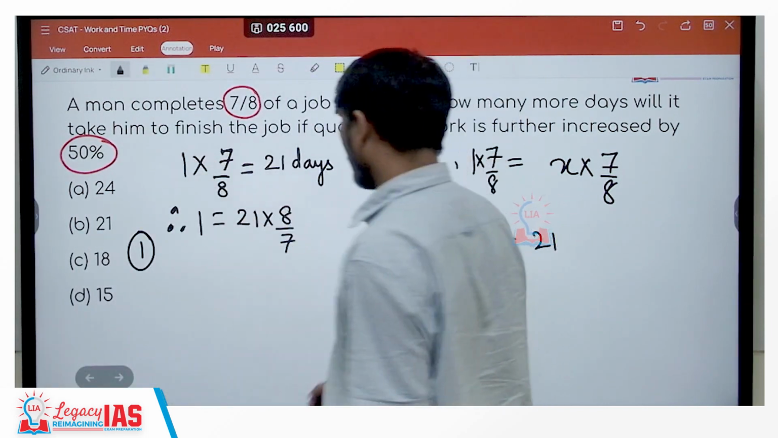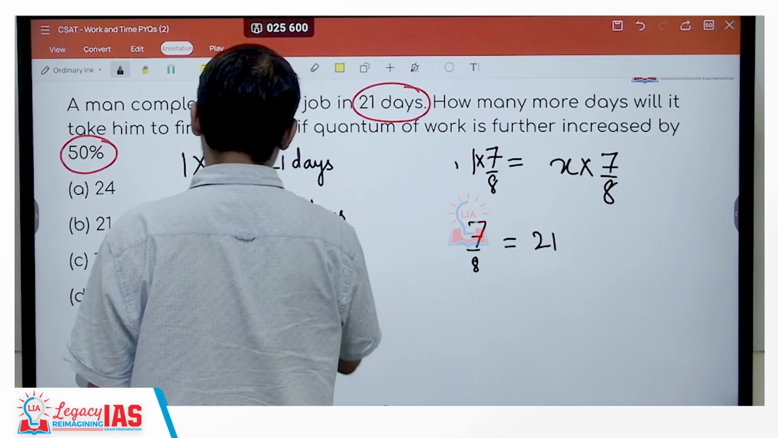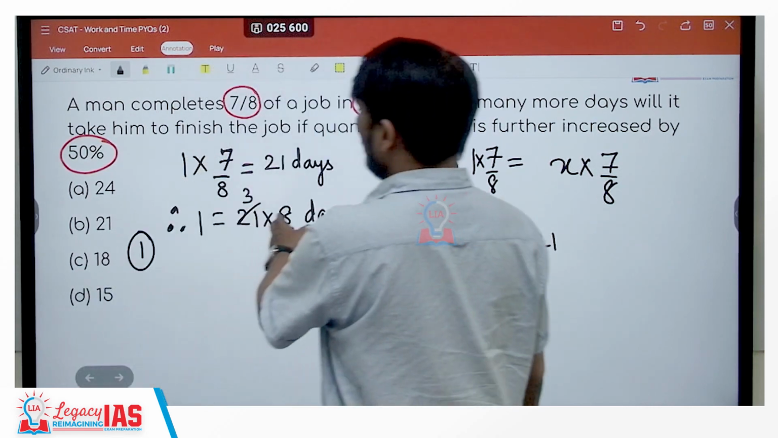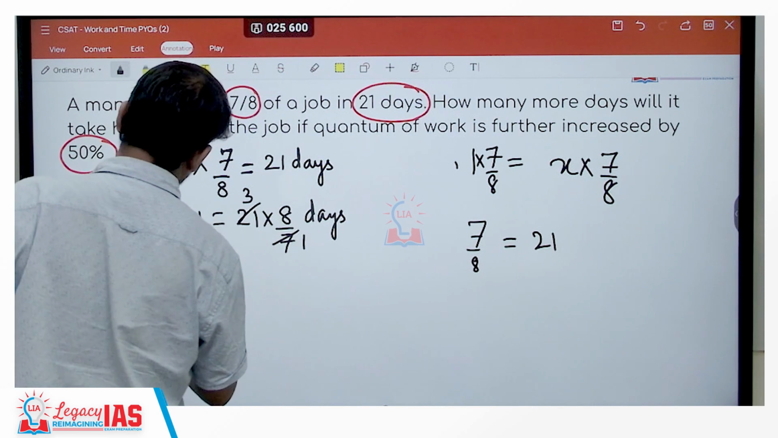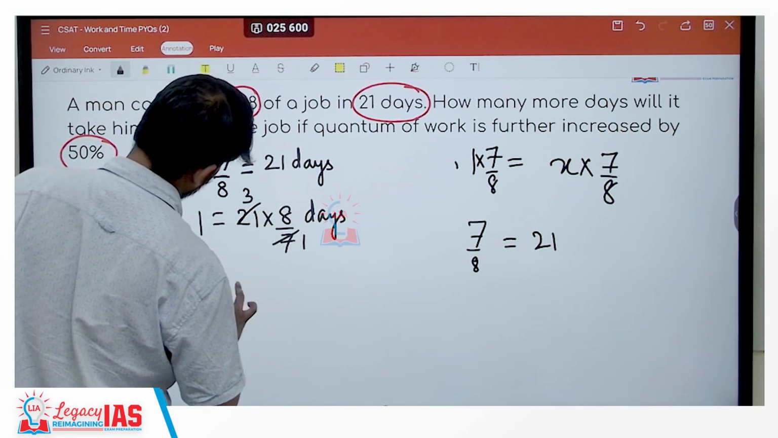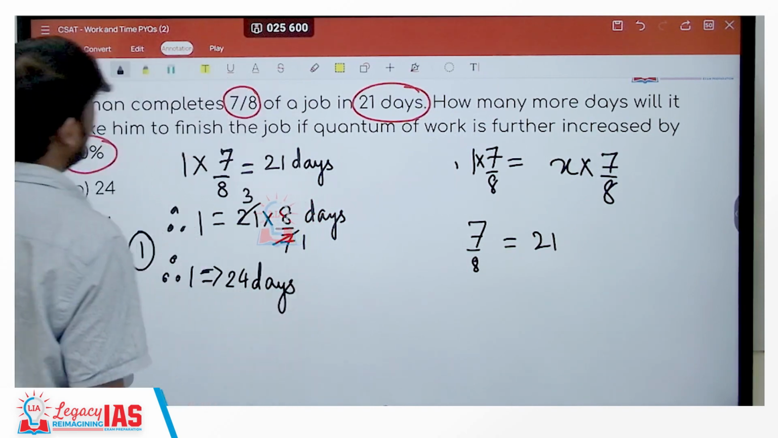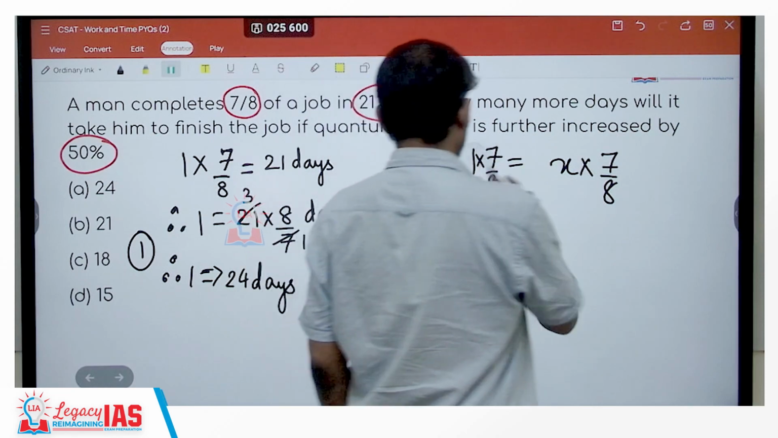They have changed the places. 24 into 8 by 7 days. 7 ones are 7, 7 threes are 21, 3 into 8 is 24. Therefore, one work will be done in how many days? 24 days. Okay, one work is getting done in 24 days.